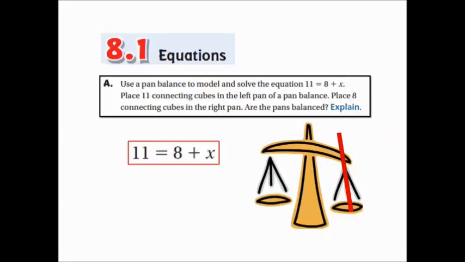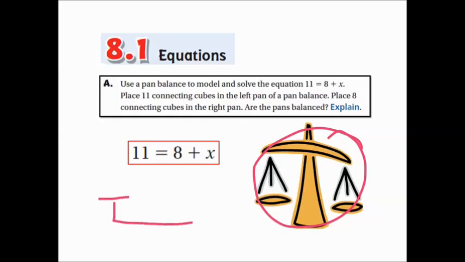So today we talked about equations and how those work. We used a pan balance like this one to represent the fact that an equation has two sides on either side of the equal sign, and both sides need to have the same value. So if I were going to draw a pan balance here to represent this equation, it's an equation because it has an equal sign.